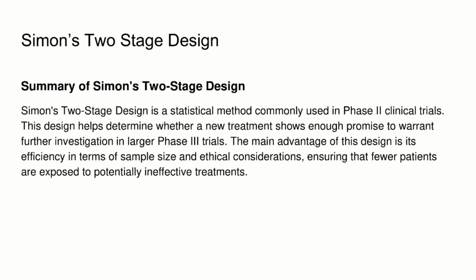First, we'll give a summary of Simon's two-stage design. Simon's two-stage design is a statistical method commonly used in phase 2 clinical trials. This design helps determine whether a new treatment shows enough promise to warrant further investigation in larger phase 3 trials. The main advantage of this design is its efficiency in terms of sample size and ethical considerations, ensuring that fewer patients are exposed to potentially ineffective treatments.